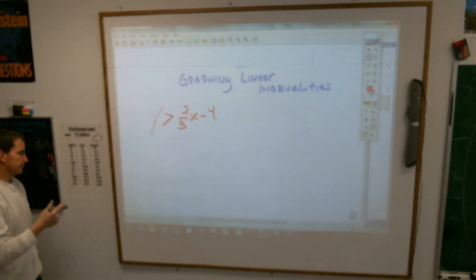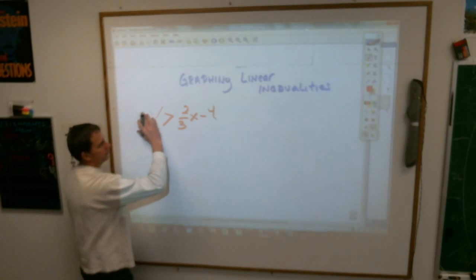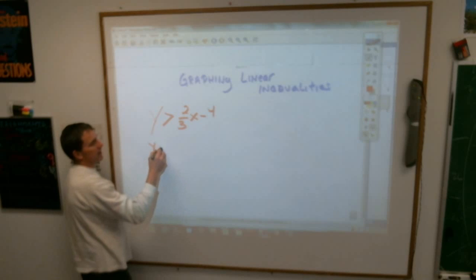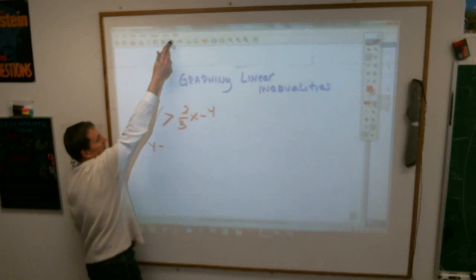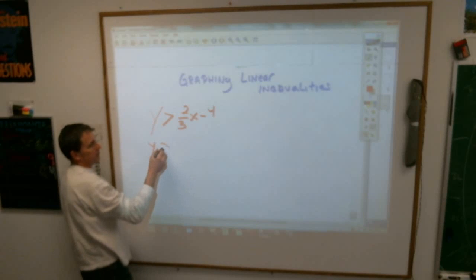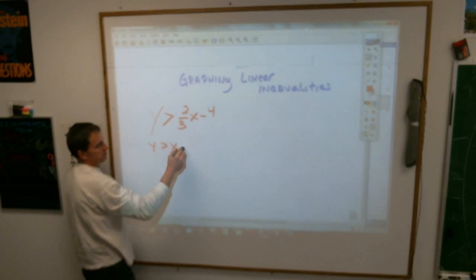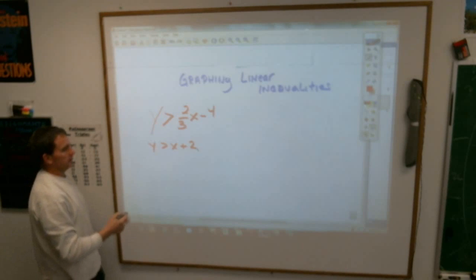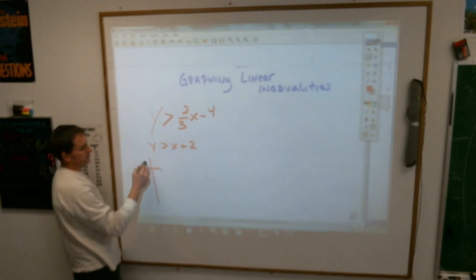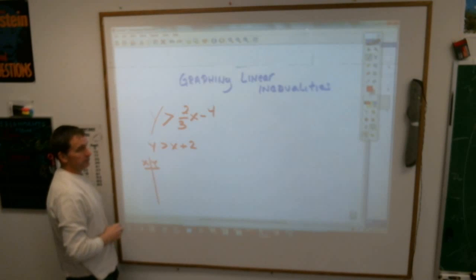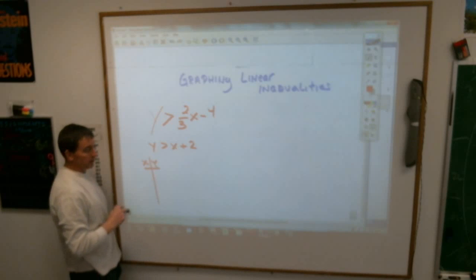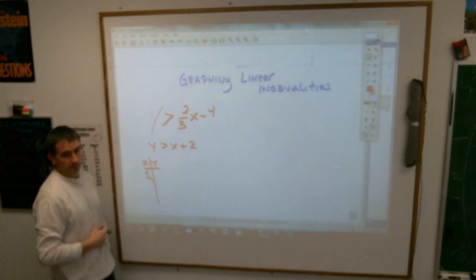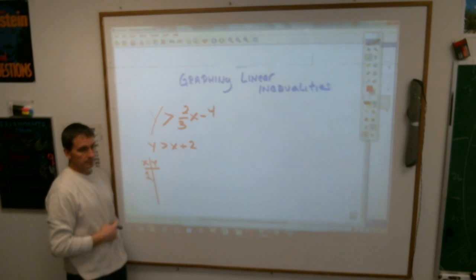Maybe we should do this. Let's go without one that doesn't have a fraction and just think about this. What if y was greater than x plus 2? You could sit down and make the whole table here and figure out values. If x was 1, what would y be? Actually, I should say, what could y be?